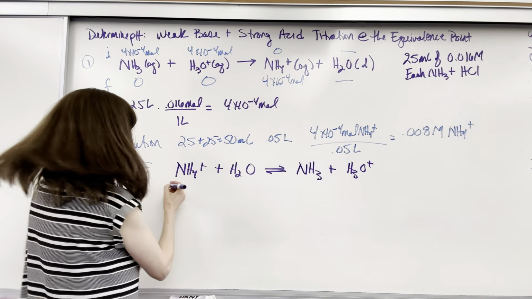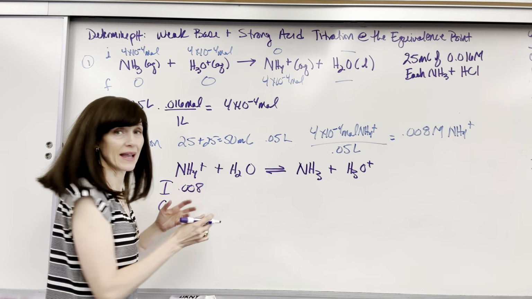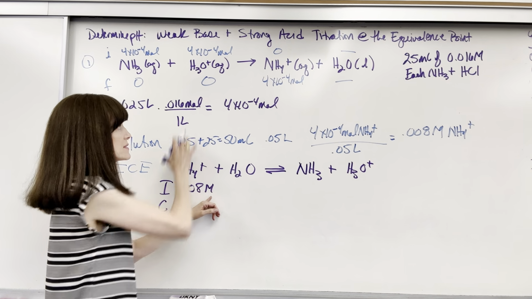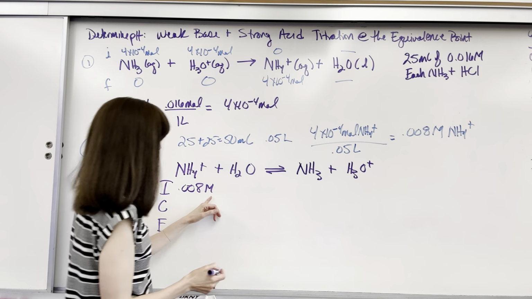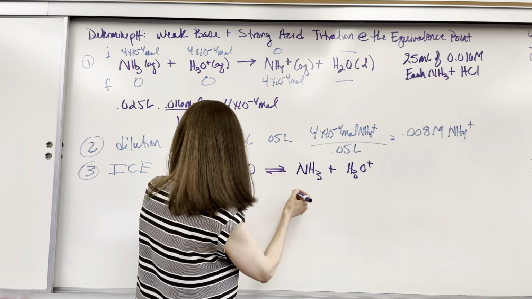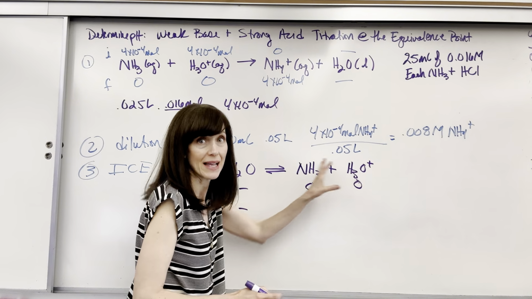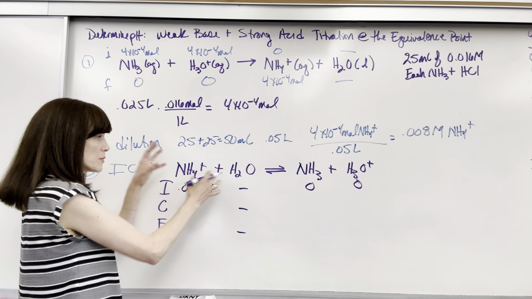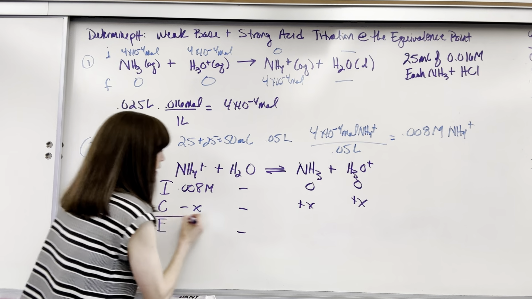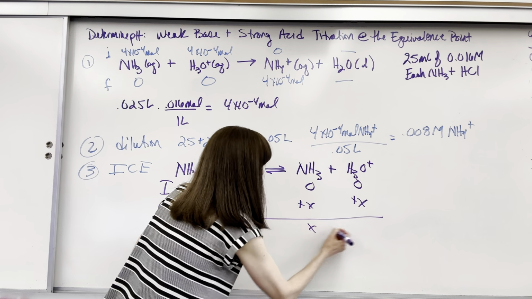Now I do my ICE table. Initial, change, and equilibrium. Initially, this is the only thing we have in the water right now, the 0.008 molar, and we have to use molarity in this. That's why I converted this to molarity. Dashes for my water, it is considered a constant, not a part of our equilibrium expression, 0 and 0. So when this first is produced, I don't have any of the hydronium or the ammonia. It's going to partially react. That's minus X, plus X, plus X. And then at equilibrium, add these together: 0.008 minus X, X, and X.